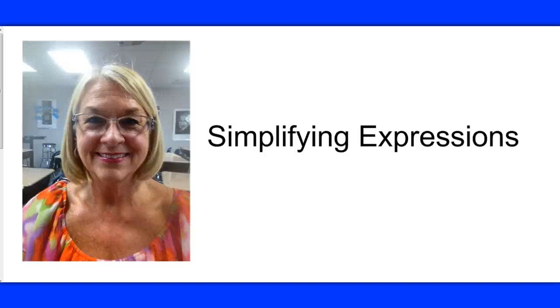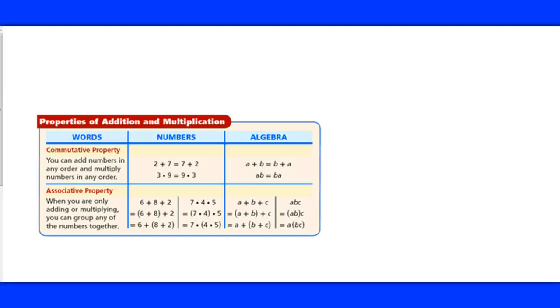We're going to look at simplifying expressions today. There are some properties that you need to know that you probably use all the time. These properties work for addition and multiplication only. The first one is the commutative property. It basically says that you can add or multiply numbers in any order.